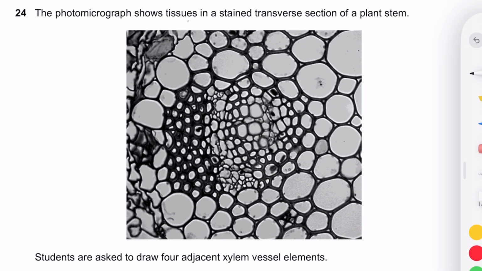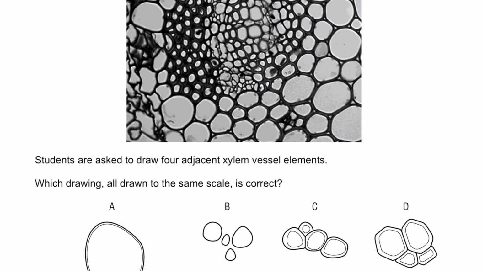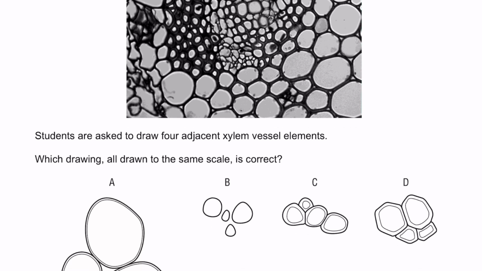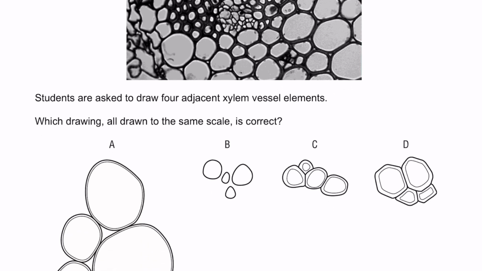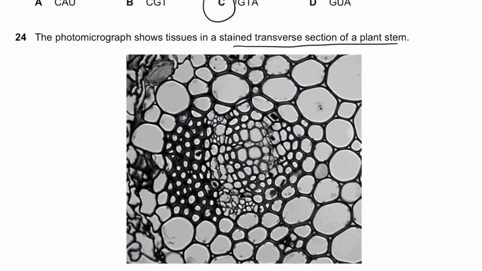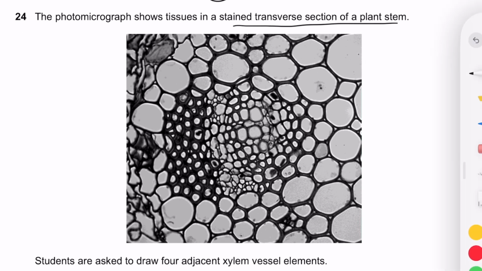The photomicrograph shows tissues in a stained transverse section of a plant stem. Students were asked to draw 4 adjacent xylem vessel elements, all drawn to the same scale. Which drawing is correct, knowing that they're meant to be drawn to this scale, and which one looks like the xylem? We know that the xylem is right here. Hold on, this is the xylem, okay? And this is the sclerenchyma, I guess. And here we have the phloem.